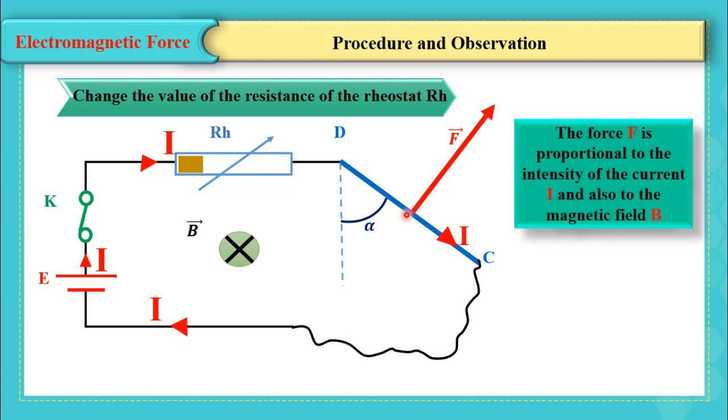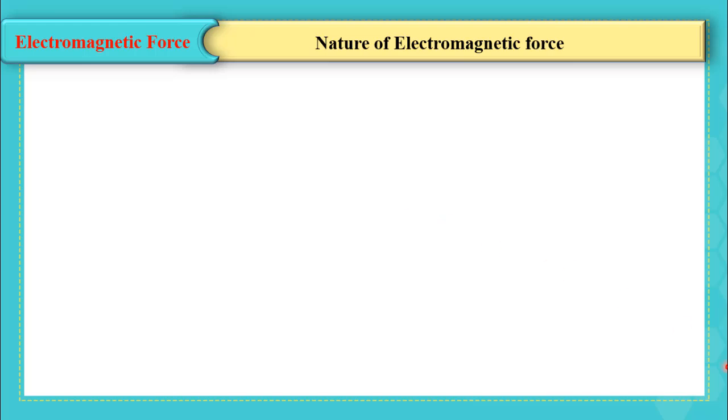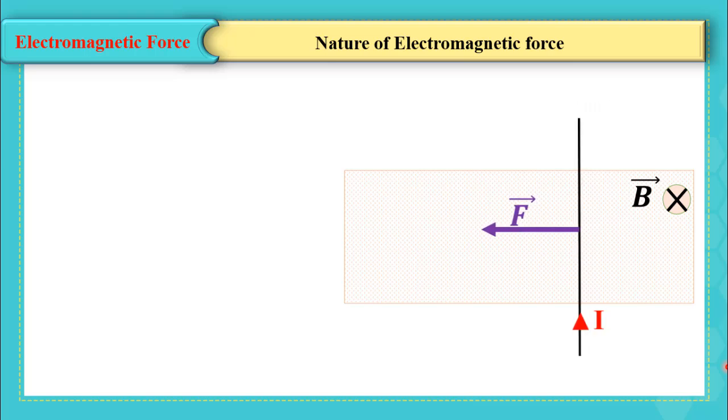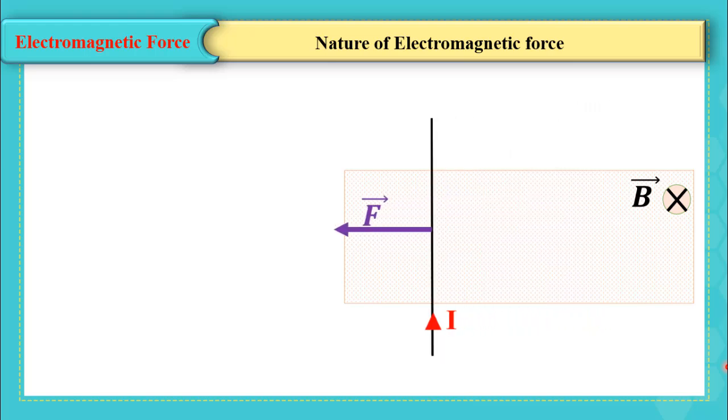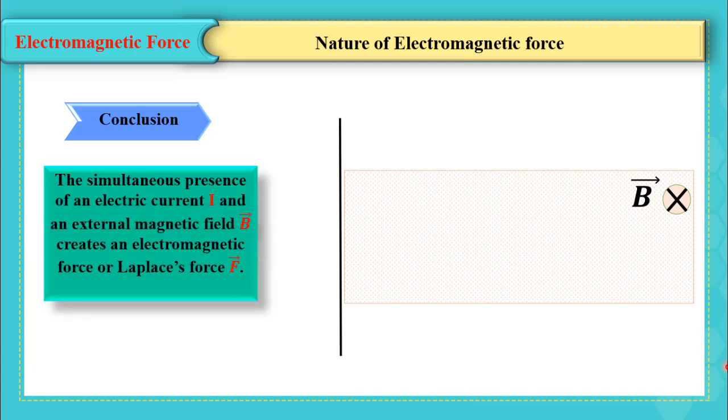So what is the conclusion then? We say then the force F is proportional to the intensity of the current I and also to the magnetic field B. This force is called electromagnetic force or Laplace's force. As a conclusion for our study, we can say that the simultaneous presence of an electric current I and an external magnetic field B creates an electromagnetic force or Laplace's force F.